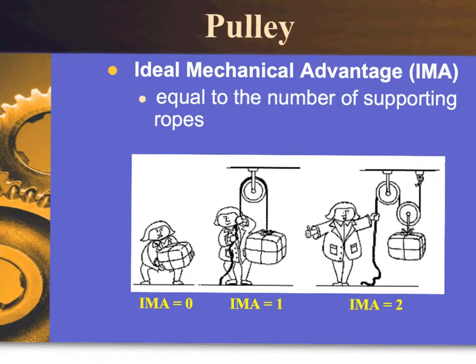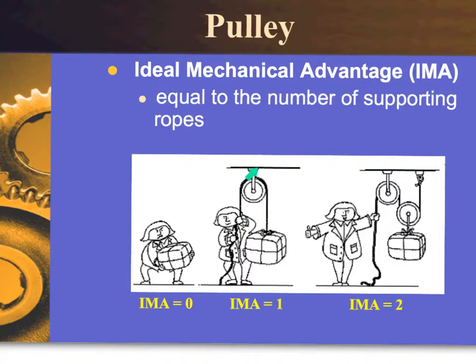A pulley is a simple machine that consists of a wheel over which a pulled rope or chain runs. Now this is run to change the direction of the pull used for lifting a load. Combinations of two or more pulleys can work together to reduce the force needed to lift a load. So the ideal mechanical advantage for a pulley is going to equal the number of supporting ropes present on the pulley. And as we look at some of these diagrams, here we have an ideal mechanical advantage of 0.